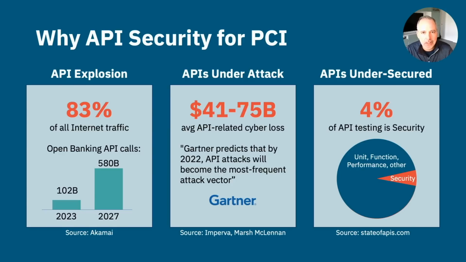You've probably seen the statistic that over 83% of all internet traffic now is API-based. It's a study from Akamai. They analyzed all their network traffic and discovered this incredible prevalence of API-sourced traffic. Look at the API calls: 100 billion open banking API calls this year, and expected to grow by 5x over the next 5 years to 500 billion.